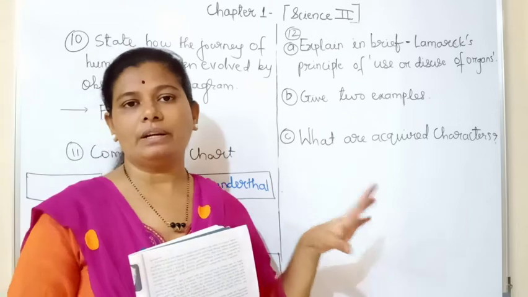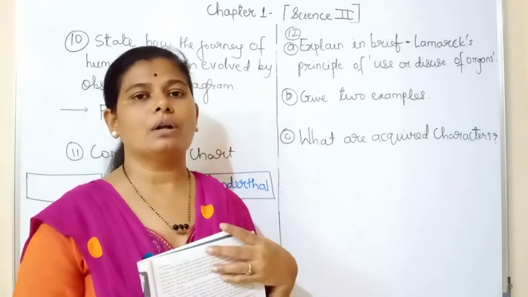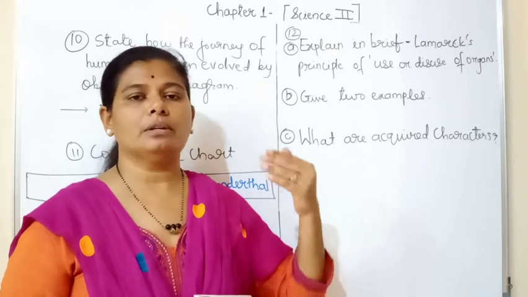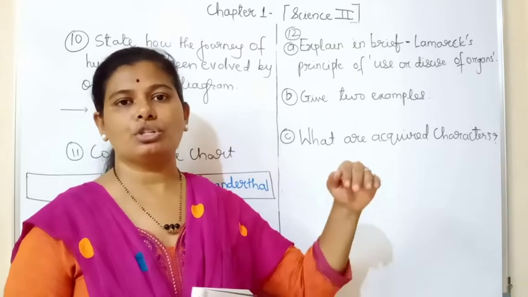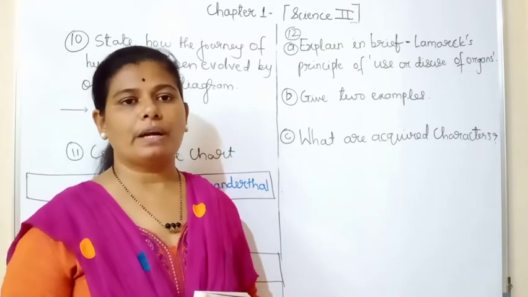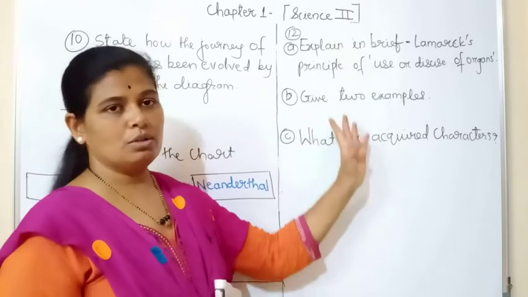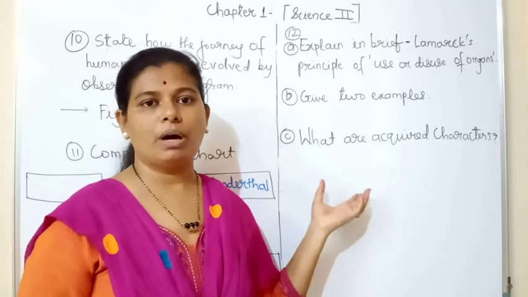The last question is about acquired characters. As all of you know, acquired characters are those characters which are developed in the lifetime, and they are inherited from one generation to another. Such kind of characters are called acquired characters. In this way, this will also give you 4 marks, or it can be asked for 3 marks also.